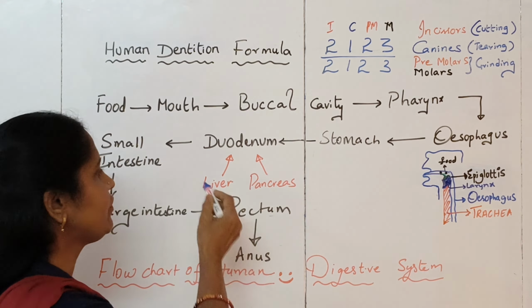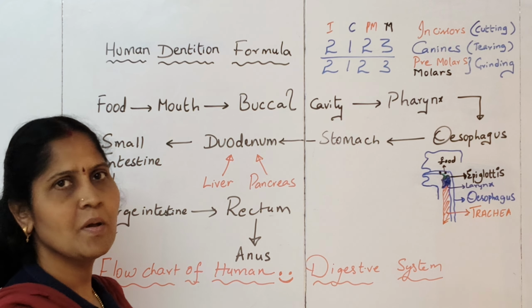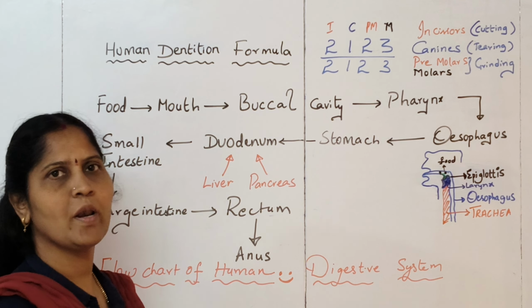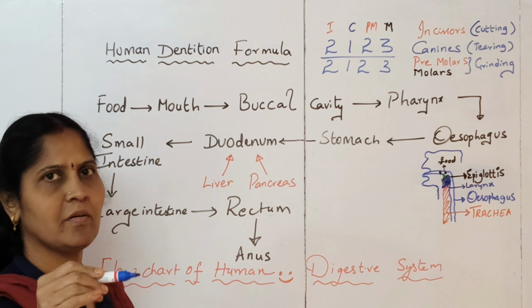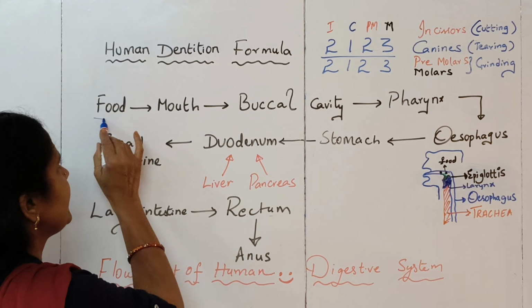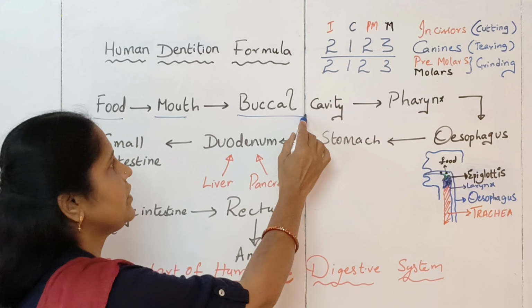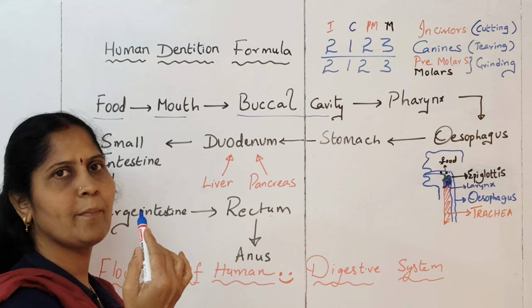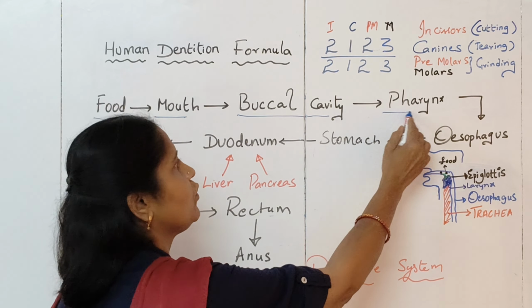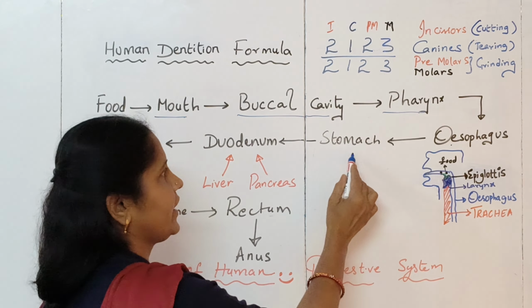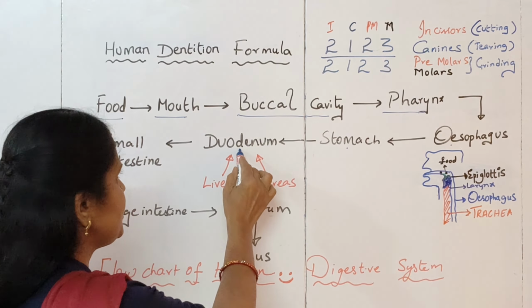Then coming to the flow chart of the human digestive system, how the digestion goes on and what are all the parts, we can revise it once again. The food that is taken in will first be put into the mouth. The open region of the mouth is called the buccal cavity, and then it will go to the pharynx, from that to the esophagus, then to the stomach, then to the duodenum.